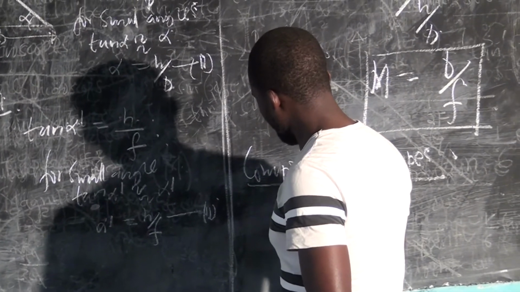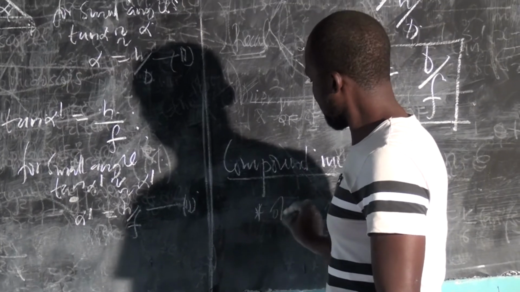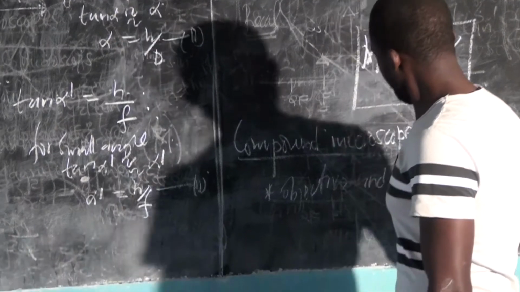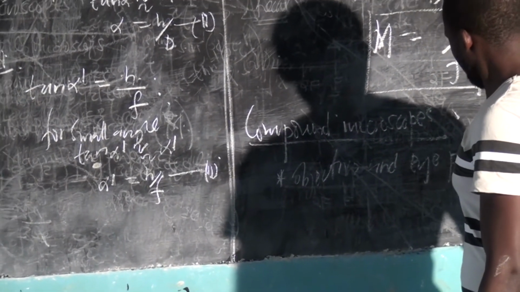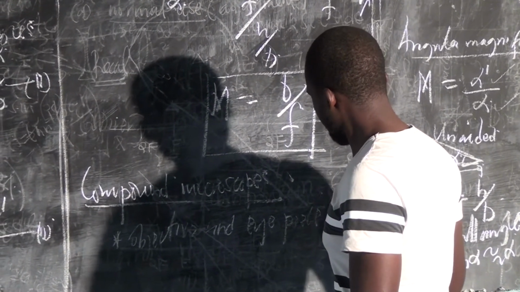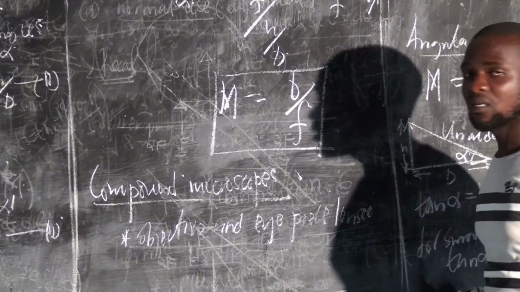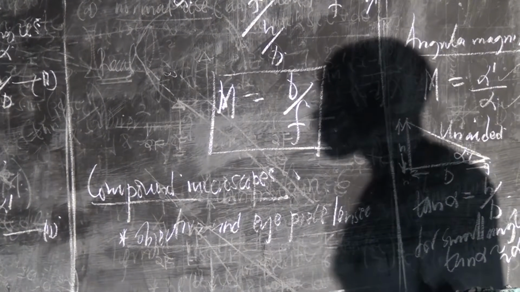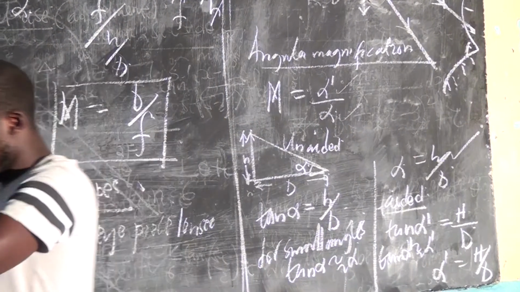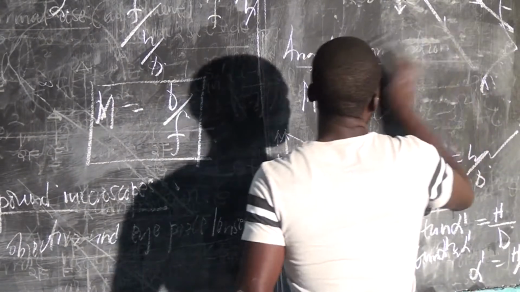So maybe in the introduction, they have an objective and an eyepiece lens. Yes, I think that is the only difference between compound microscopes and simple microscopes. With compound microscopes, they have got two lenses, an objective lens and then the eyepiece lens.